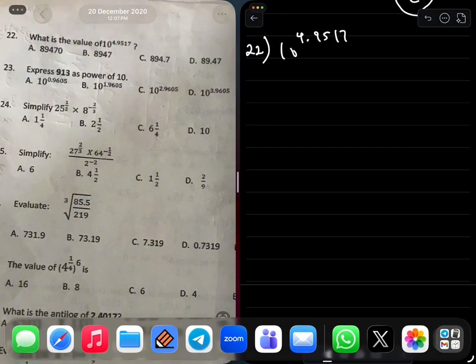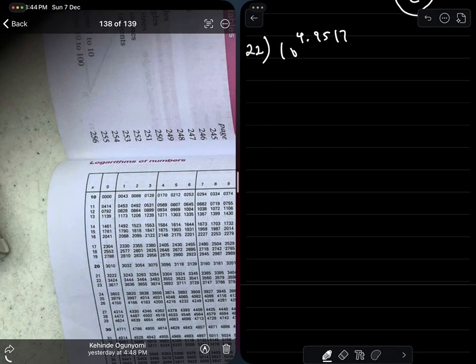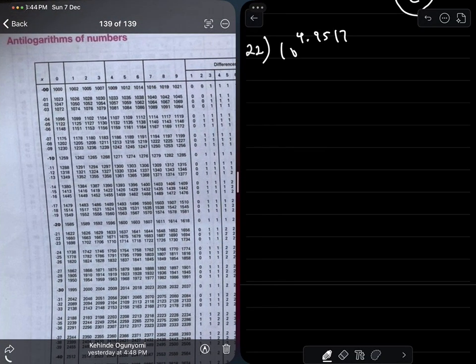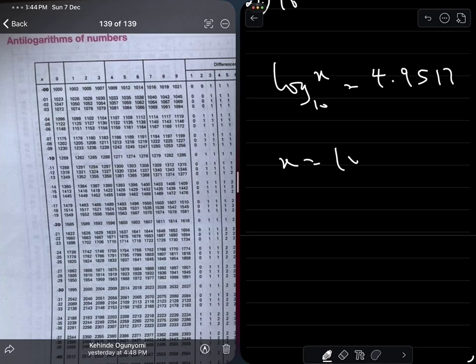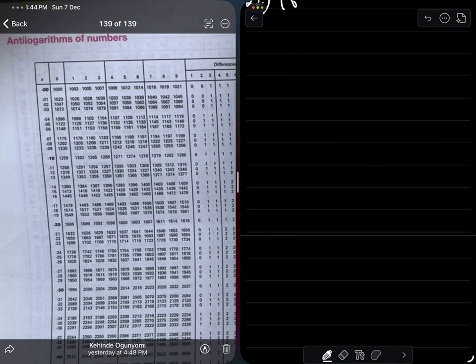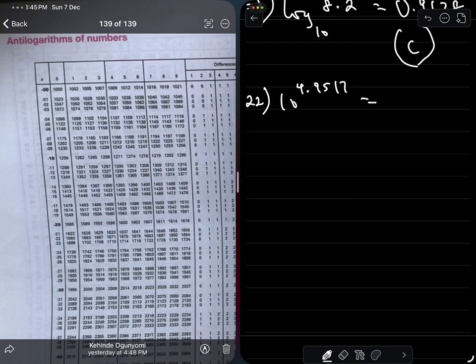We go to the table of anti-logarithms. What's the value of 10 raised to power 4.9517? Because if log x base 10 is equal to 4.9517, x itself is 10 raised to power 4.9517. Exactly. You know the logarithm of x, so how do you find x? You find the anti-log of this number. But when you write it in index form, this is what it will look like. So we are finding anti-log 95 under 1 difference 7. Do you understand? So let's go. The number will be anti-log 95 under 1 difference 7.